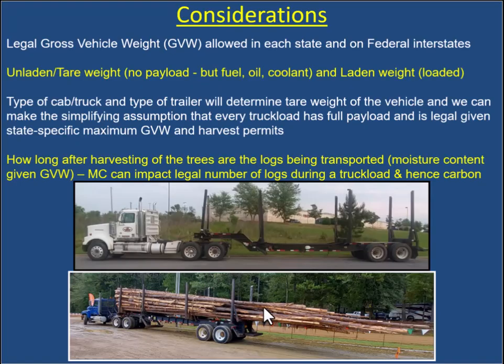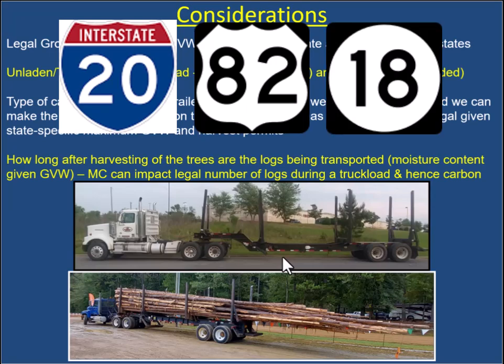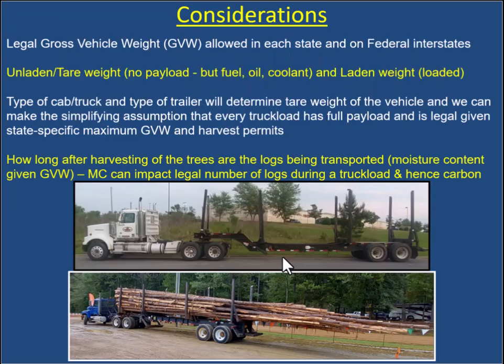So here we're just going to make the simplifying assumption that every truckload is legal and that it reaches the maximum GVW allowed for that state, given harvest permits on the particular road, whether interstate or federal or state funded highways, and then given the tare weight. And so we'll just take the difference between the maximum GVW and the assumed tare weight of the cab and the trailer. And of course, some other things is, how long have those logs been sitting there?